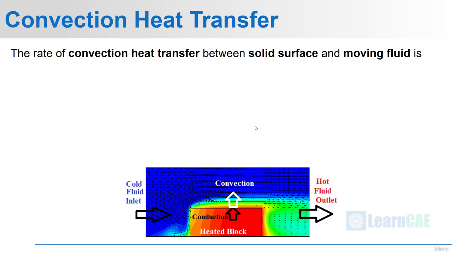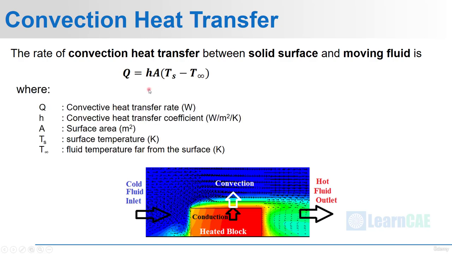As we know, the rate of convection heat transfer between solid surface and moving fluid is given by Q equal to h into A into (Ts minus T infinity), where h is the convective heat transfer coefficient and Q is the convective heat transfer rate. This we have seen in the previous lecture. Here in this image, heat conduction happens in the solid block, and from the solid surface to the fluid, the heat is transferred through convection mode. We can see here.